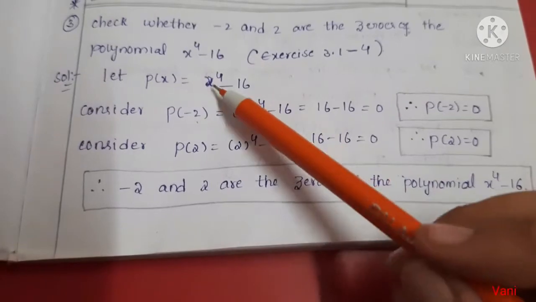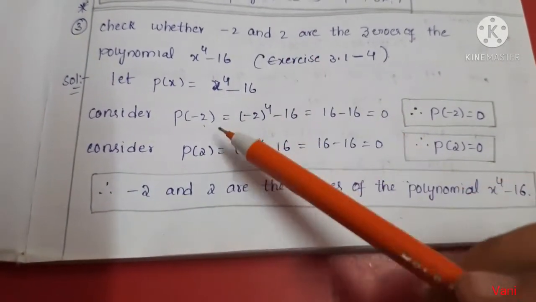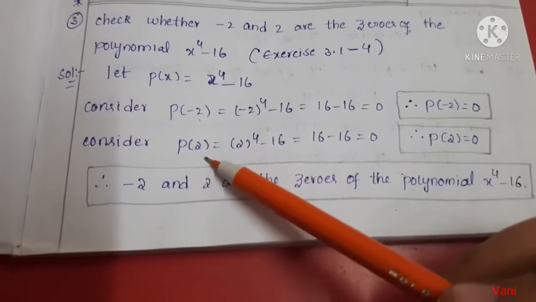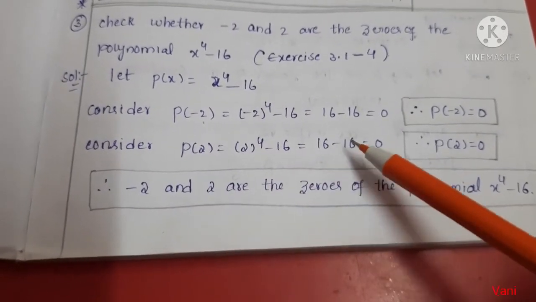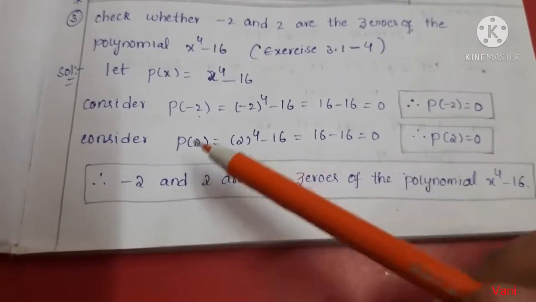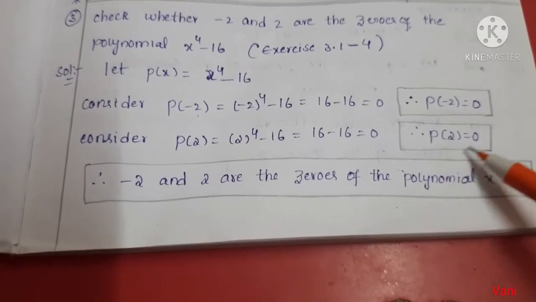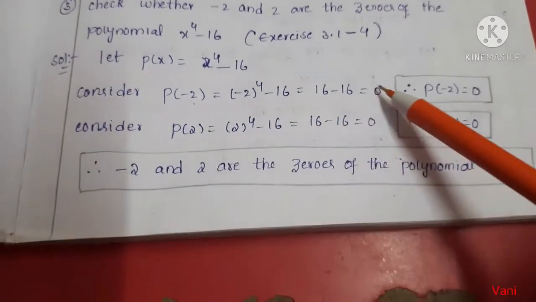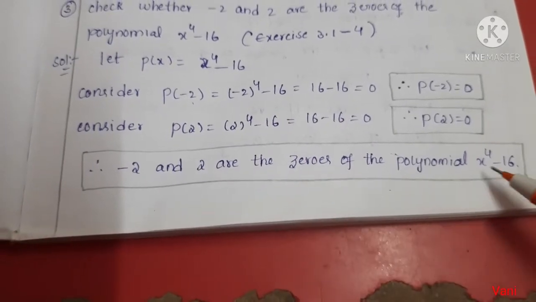You can say minus 2 is the zero of the polynomial. Similarly, substitute 2 in place of x. So consider p of 2 is equal to 2 power 4 minus 16. 2 power 4 gives 16. 16 minus 16 is 0. So p of 2 is 0. So when you substitute 2 in place of x, we get 0. So finally, we can conclude that minus 2 and 2 are the zeros of the polynomial.